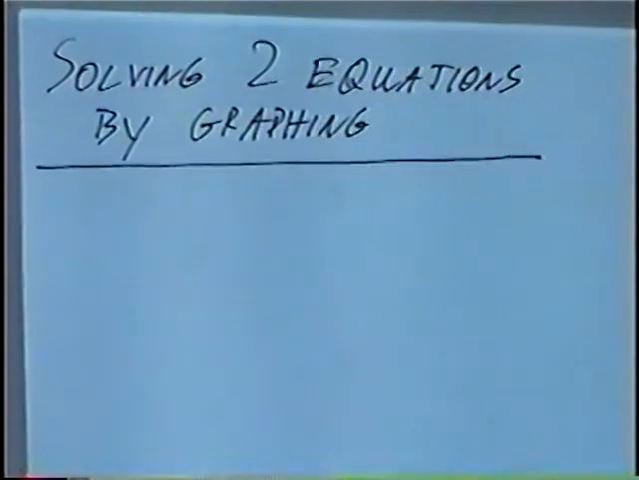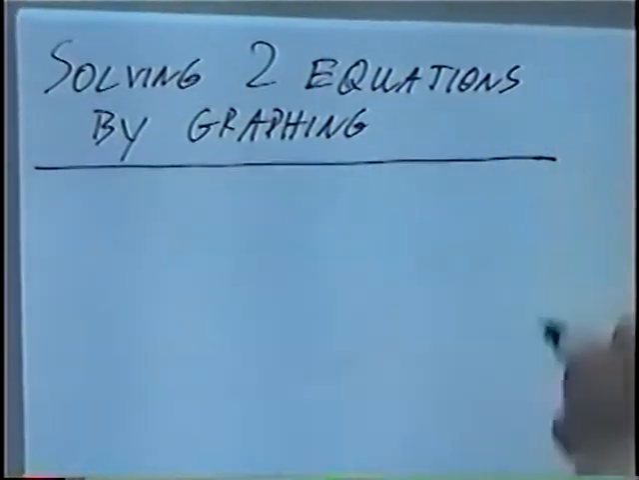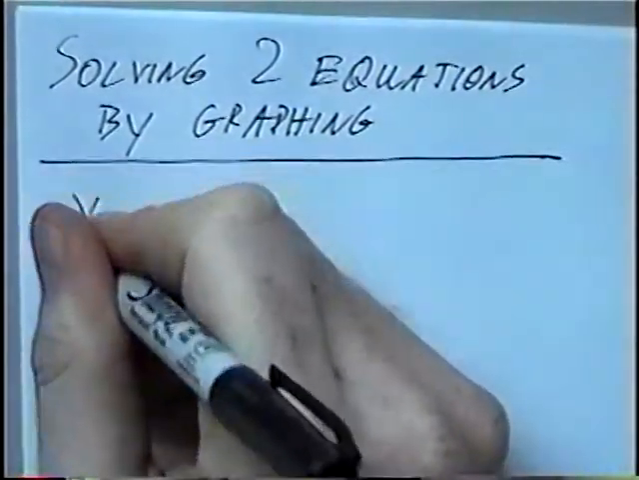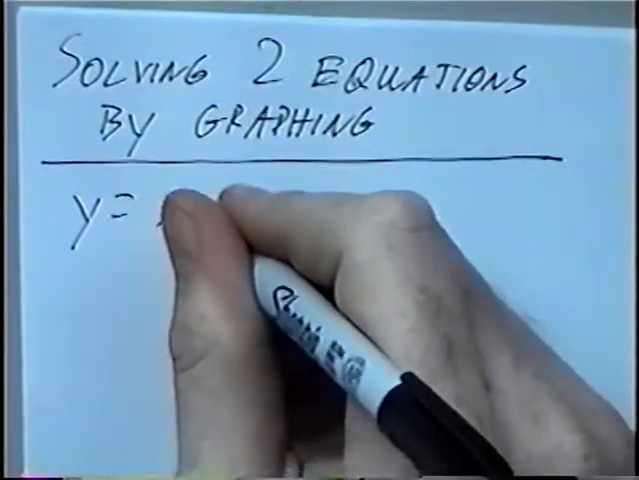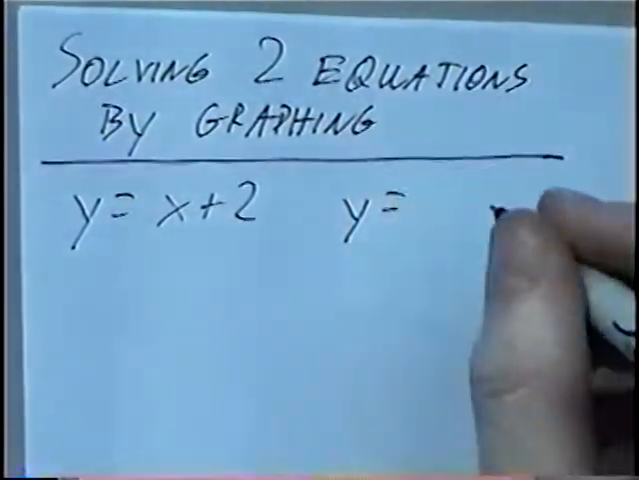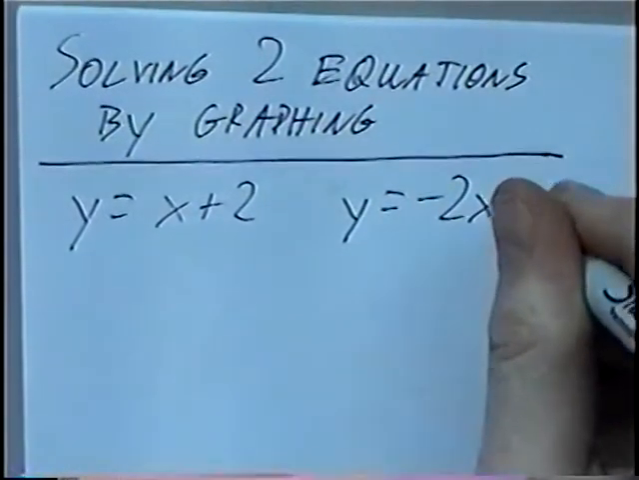In this section, we'll solve two equations by graphing. We'll graph two equations on the same graph, and where they cross will be the solution. First equation, y equals x plus 2. And second equation, y equals negative 2x plus 2.